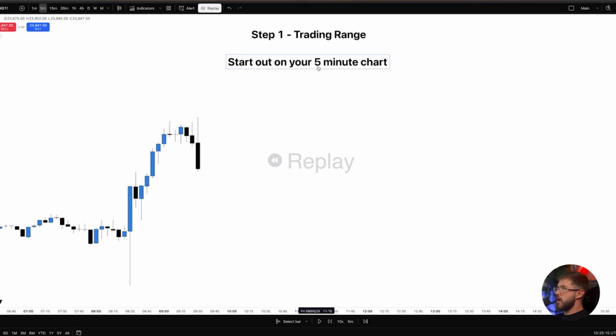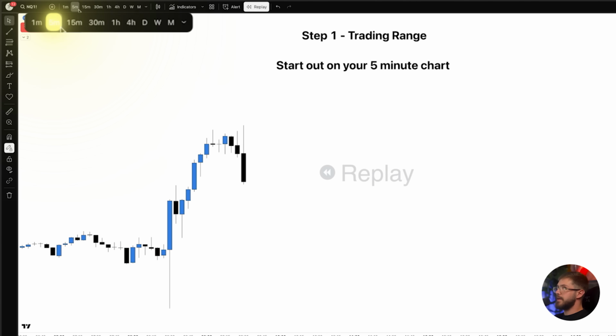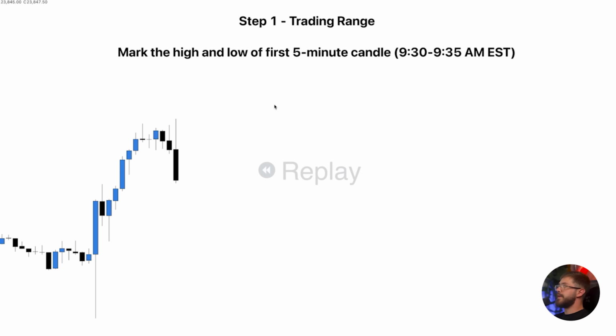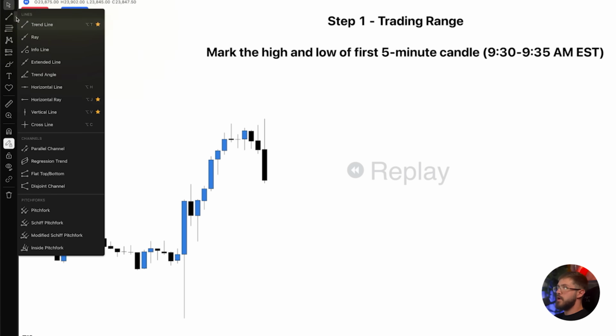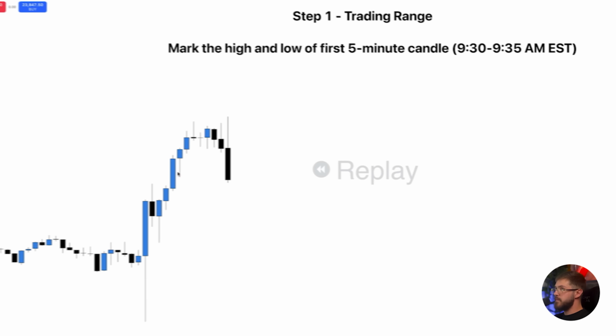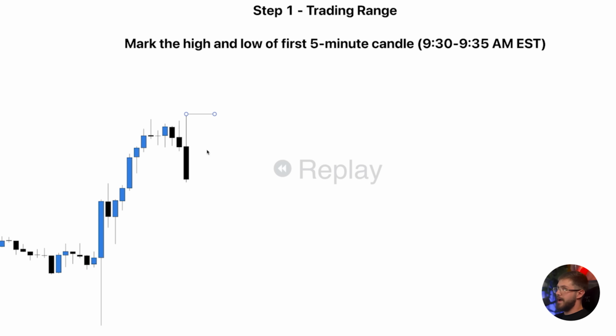So we're going to start out on our 5-minute chart. In order to find this, you're going to go on TradingView and click this 5-minute button. This means that each candle you see represents 5 minutes worth of price action. The first part of identifying our range is to mark out the high and the low of the first 5-minute candle that occurs at 9:30 a.m. Eastern Standard Time. To do this, we're going to go over here to the left on TradingView, select our trend line tool, and just mark out the high and the low of this first 5-minute candle.